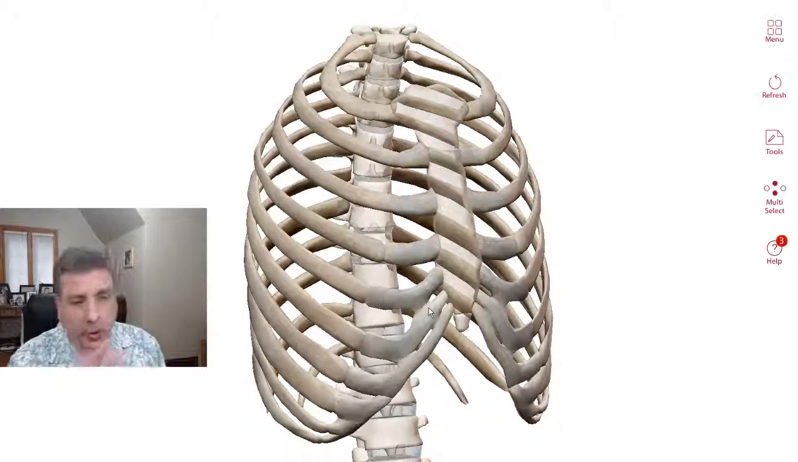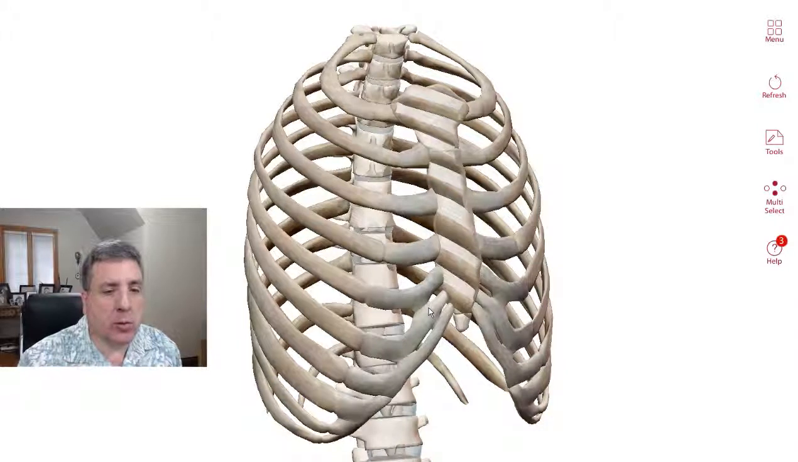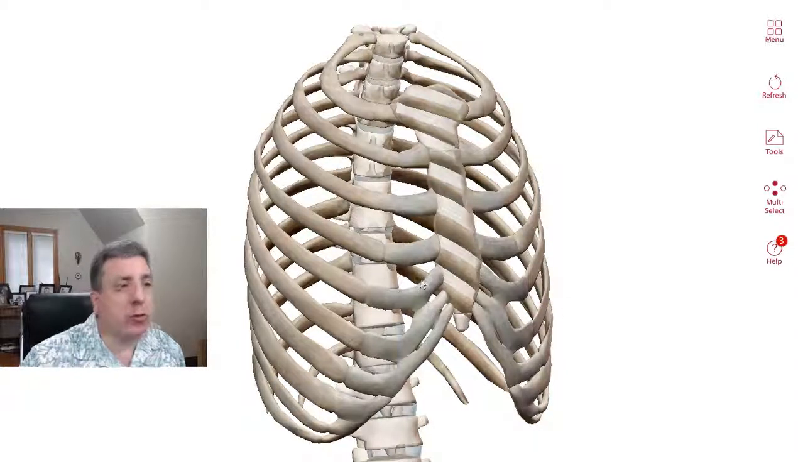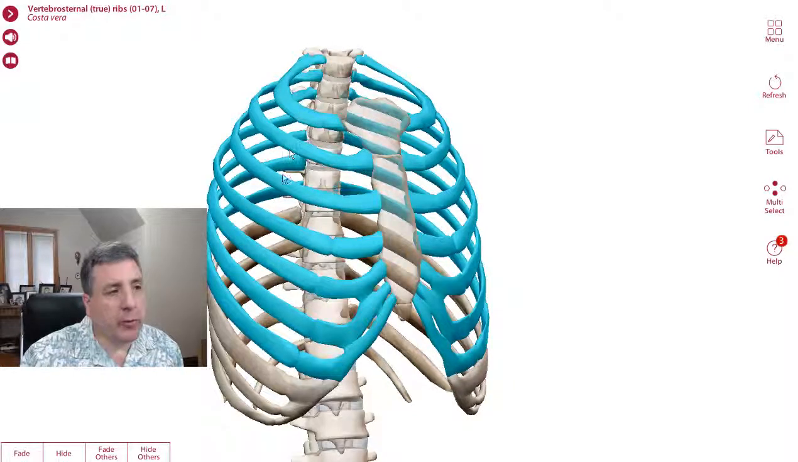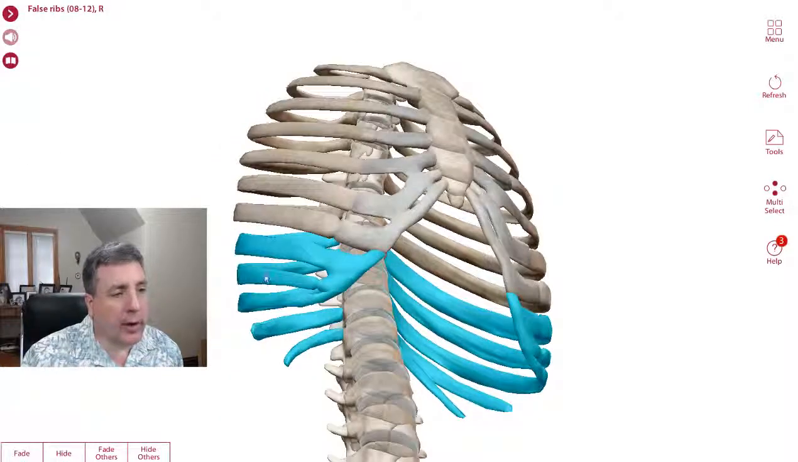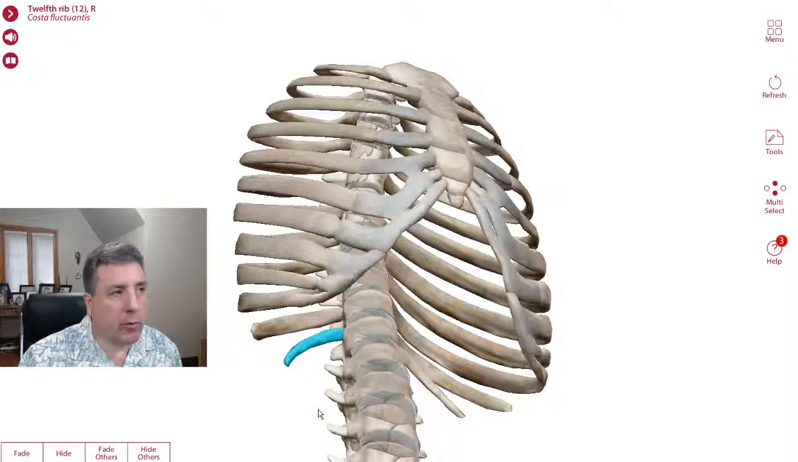And the thoracic cage, or your rib cage, has different bones labeled differently. There's true ribs and false ribs. True ribs are your first 7. So your true ribs are going to be those bones: 1, 2, 3, 4, 5, 6, and 7. False ribs are 8 through 12. And a subcategory of false ribs are floating ribs. That's 11 and 12.